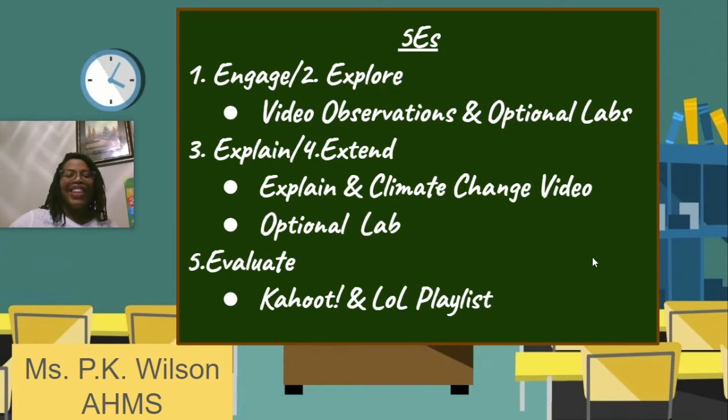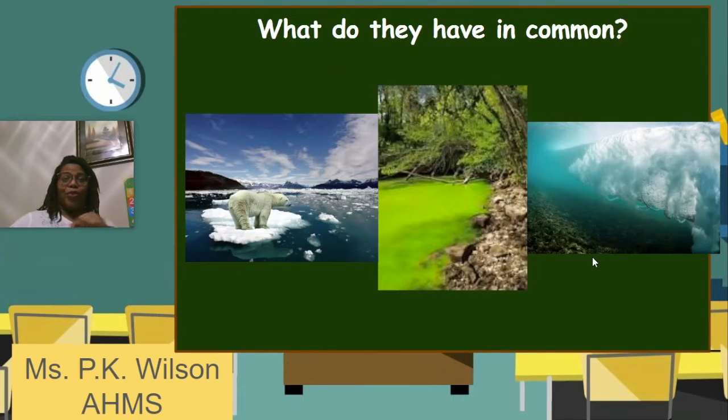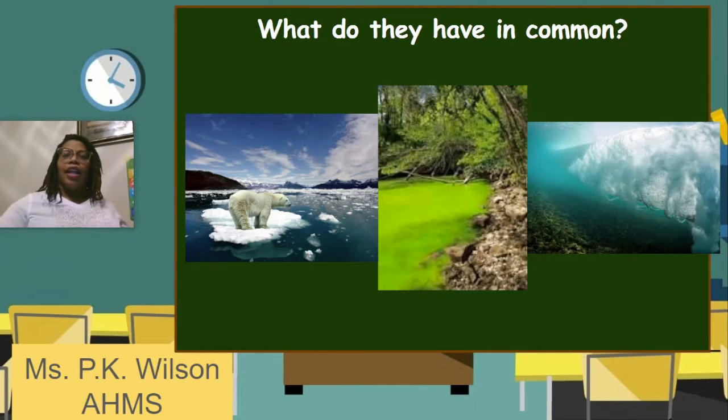All right, so let's go ahead and get engaged. We have our 3 images here. In this first image, you can see a polar bear sitting on a sheet of ice, surrounded by the ocean. In the second picture, you can see a body of water that is very green.